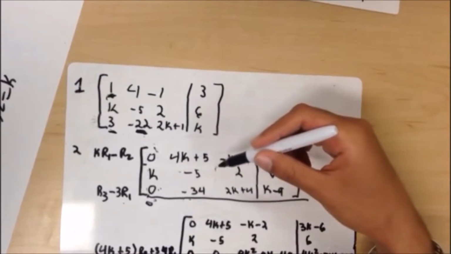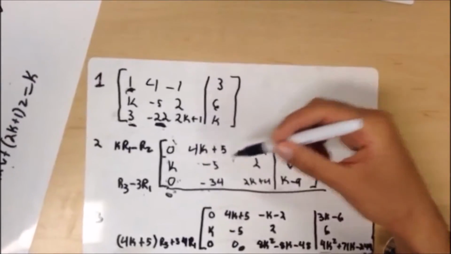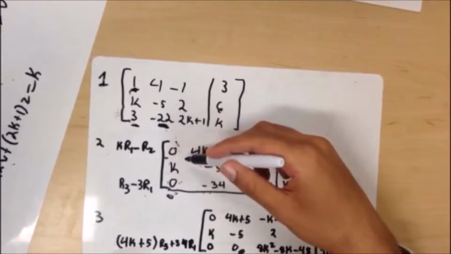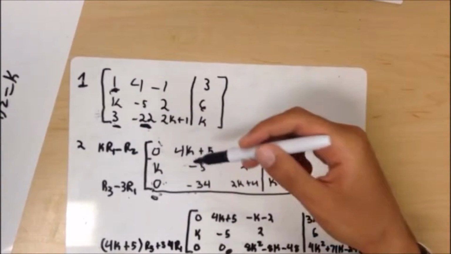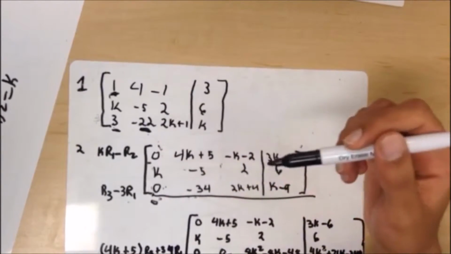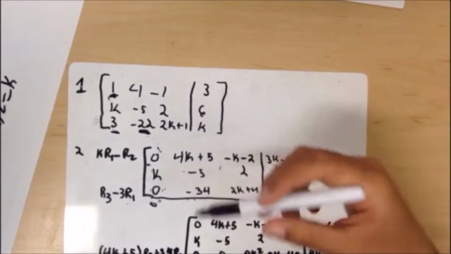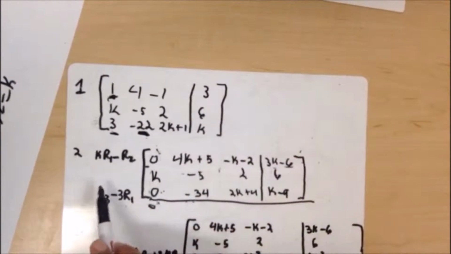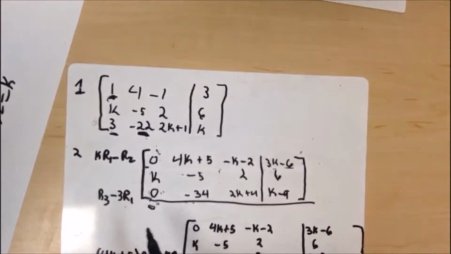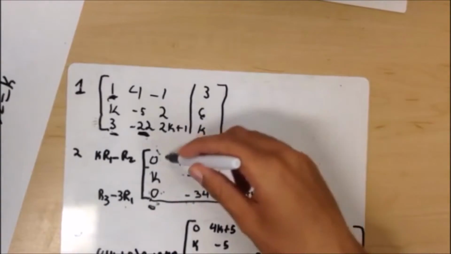So now what I also needed was to make the x value in the second row also 0. I knew that if I made this value 0, it would help later on in making the y column in the third row also 0. So to do that, I did k times row 1 minus row 2. This turned the x value in the second row to 0.